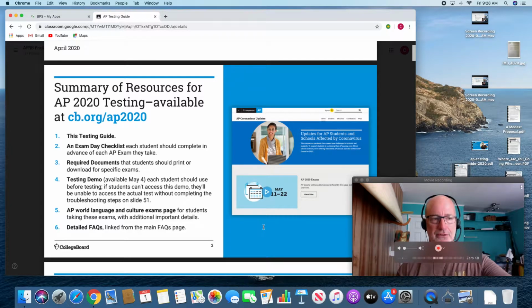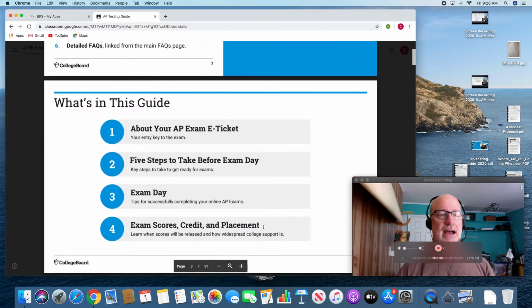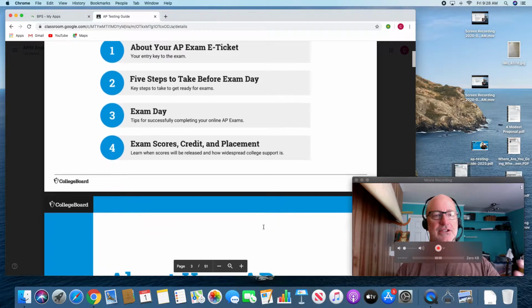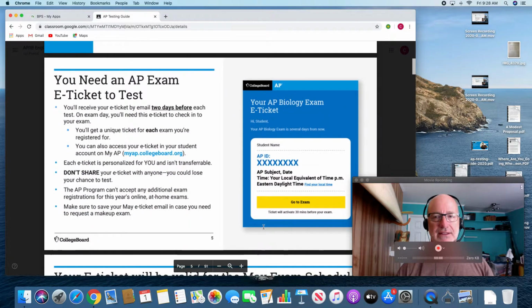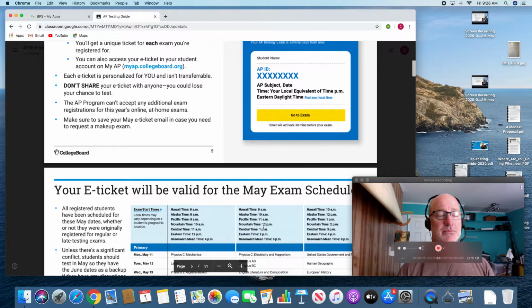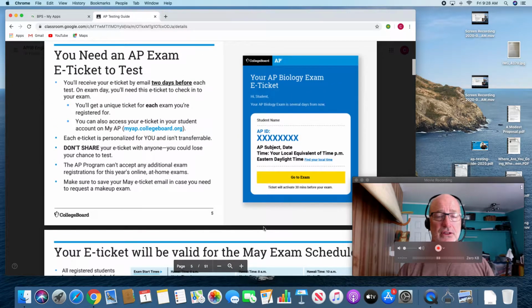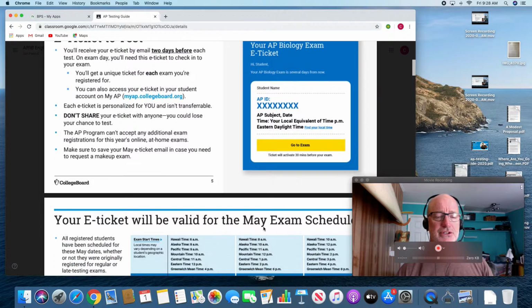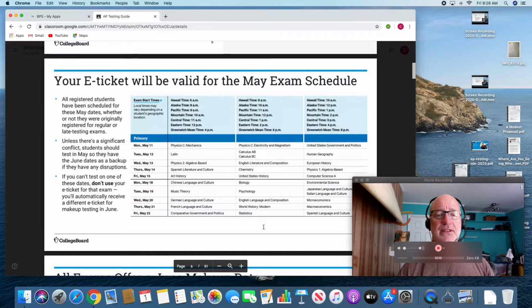So some of the resources here, they have this table of contents, what's going on, and they've laid this document out. It's multiple pages. There's a lot to take in here, but this is for all of your exams, not just for my AP exam. If you have other AP exams you're taking, it has start times and the days for all this.